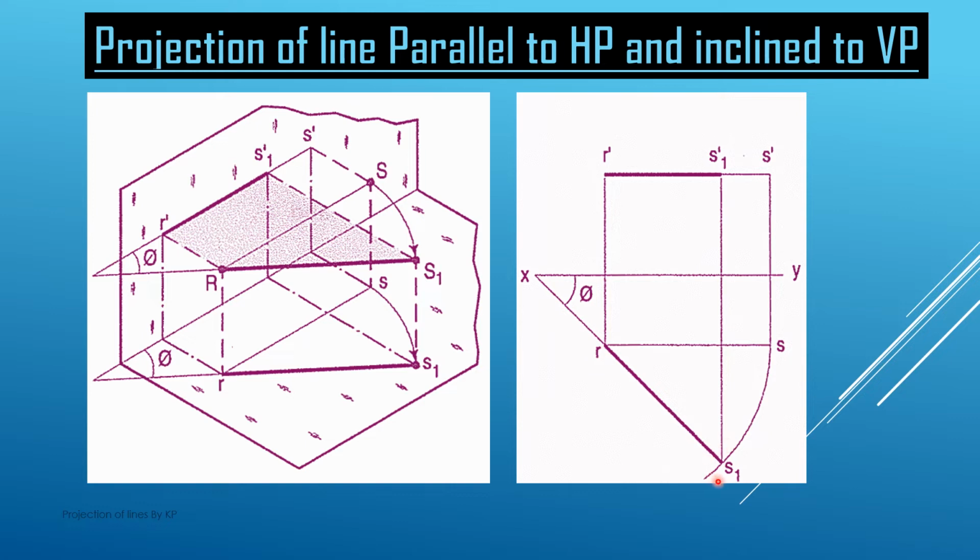Now from this S1 point we draw a vertical projector, and wherever this projector intersects this R dash S dash line, this point comes out to be S1 dash. So this R dash and S1 dash is the projection of this line on the vertical plane, and RS1 is the projection of this line on the horizontal plane. This is the final position, and this is shown by the dark lines.